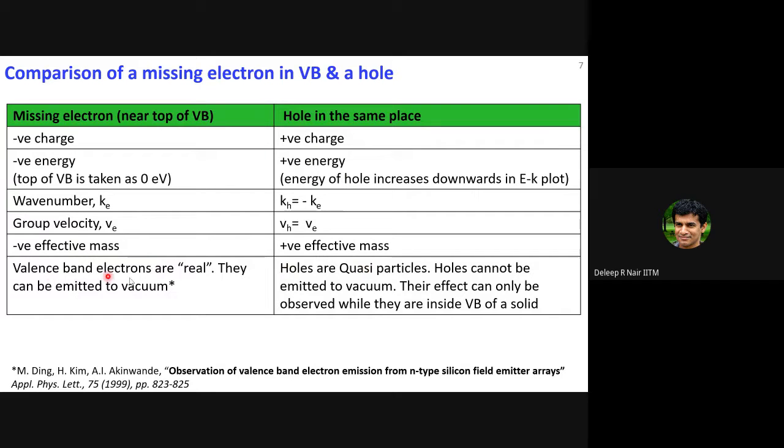But the valence band electrons, they are real. Actually, for example, you can emit the valence band electrons out of the valence band into vacuum, right? But you cannot emit a hole from a valence band into vacuum, right?